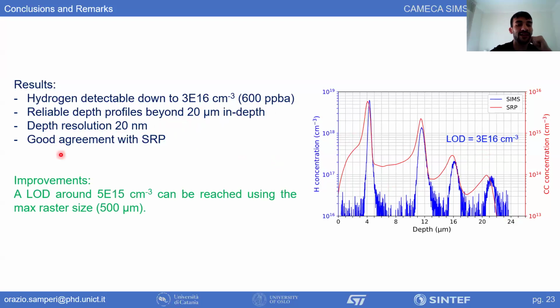And the last thing I want to say, and I hope it could be useful for some question, is that after these measurements, after this optimization, I estimated that by changing some parameters and using the max raster size for this instrument, for the Cameca IMS 7F, which is basically 500 microns, we can reach, theoretically, ideally, a detection limit of 5 times 10 to the 15. That is something like 6 times lower than what I showed here.